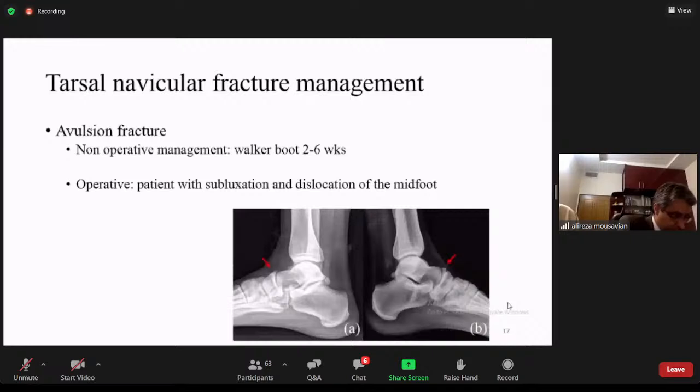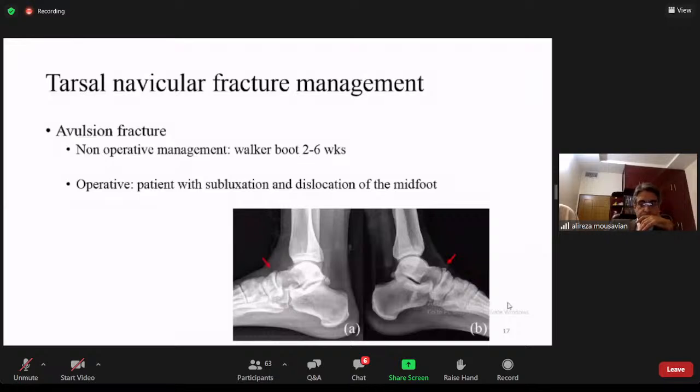In case of avulsion fracture, which is the most common type of navicular fracture, any sign of instability guides us to surgical management. But if there is not any sign of instability, in spite of fracture displacement, non-operative treatment with walking boots for 2 to 6 weeks is recommended.